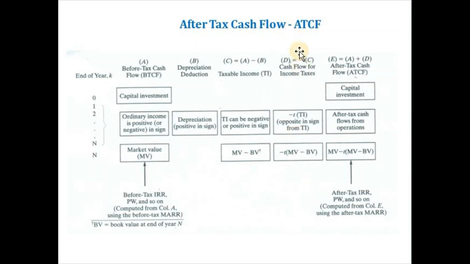Now I know that this is the tax and this is the column of the cash flow before tax. How do I get the after-tax cash flow? It is the amount that I was earning before taxes minus the tax. But since I already multiplied this whole column by a minus, I can say that column E is column A, the before-tax cash flow, plus D, because it already includes a minus. So in this column I will be getting the after-tax cash flow.